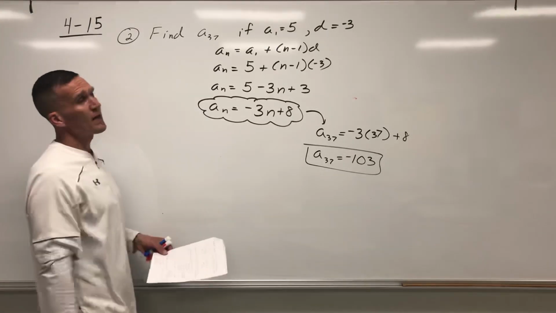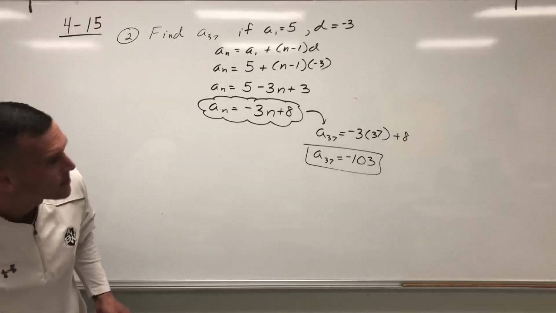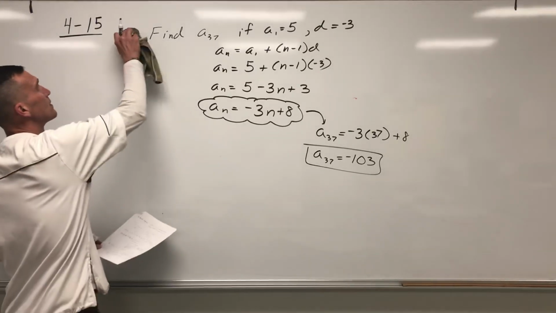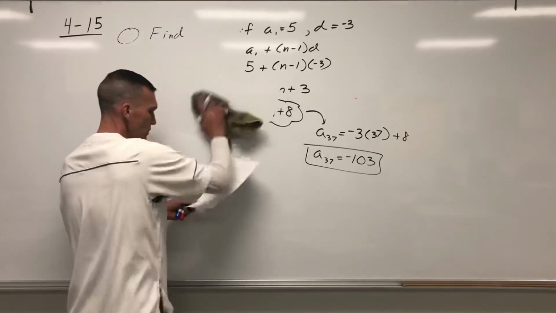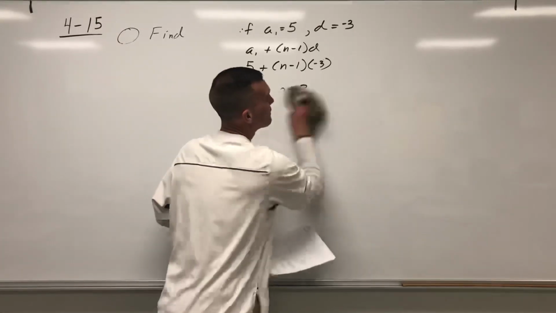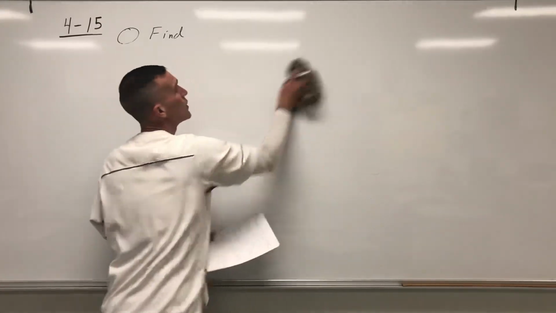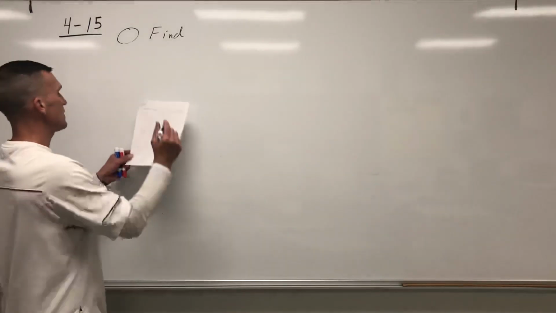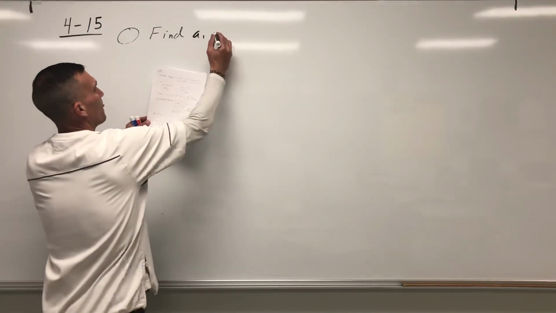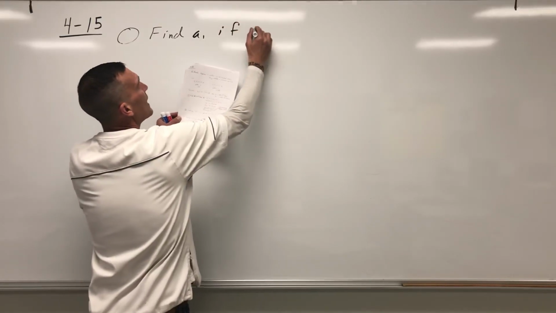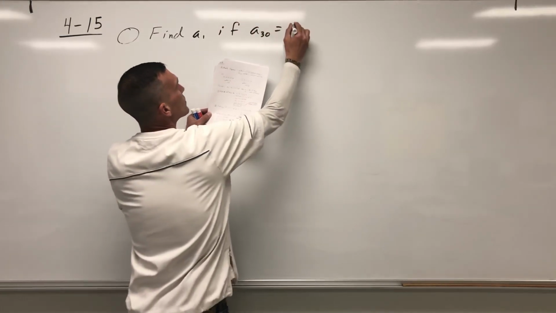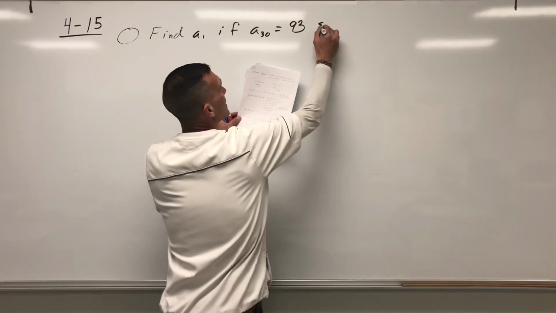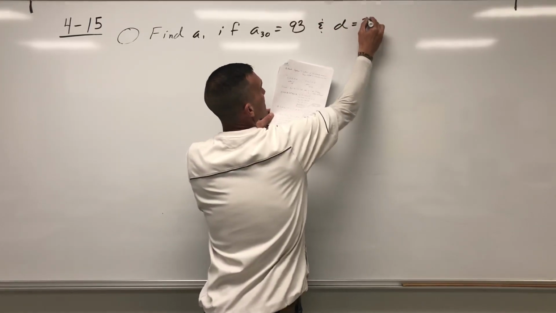All right, keeping with that format, we're going to be giving you information. Number 3, we are going to find a sub 1, or our first term in the sequence, if a sub 30 is equal to 93, and the common difference is 3.